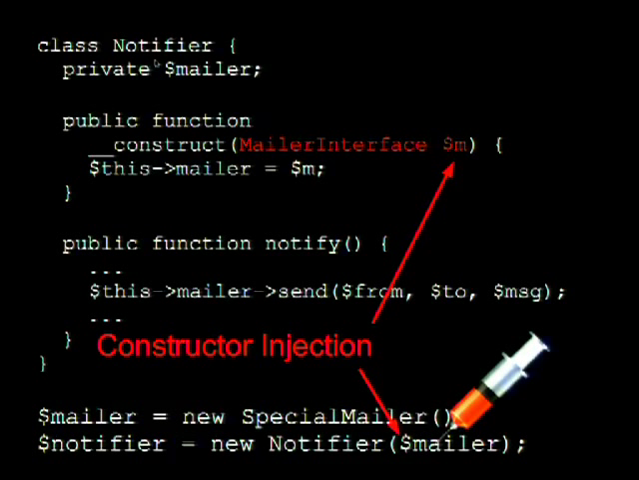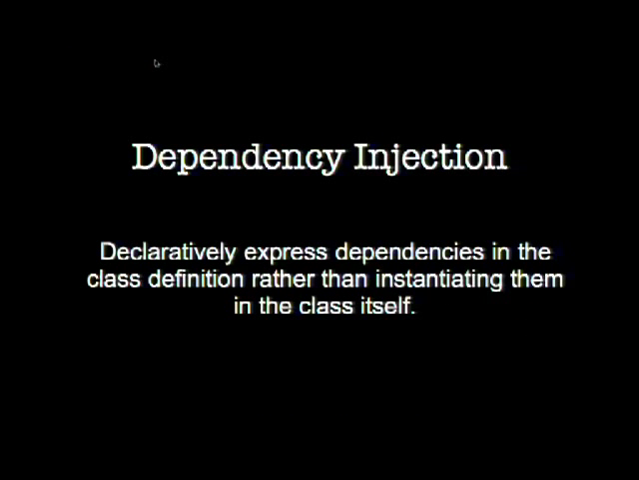So that is constructor injection, one form of dependency injection. The calling code at the bottom is injecting the mailer into the notifier, and you can see the constructor at the top is expressing its dependency on anything that implements the mailer interface. So dependency injection is about declaratively expressing dependencies in the class definition rather than instantiating them in the class itself. It's about having classes that are saying, I need these things to do my job, so you're going to have to call me with my dependencies if you want me to do anything.